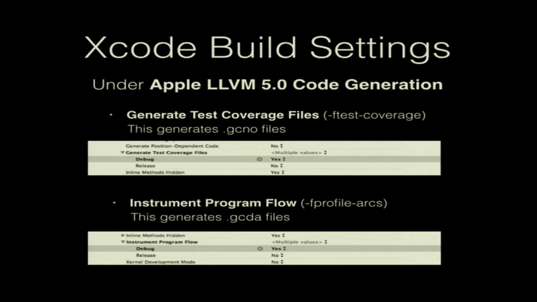Next, you want to turn on instrument program flow. This will tell your application, when it runs, that it should generate the GCDA files. And these also get dumped in the same directory as your object files. And if you do this, it just doesn't work anymore. In previous versions of Xcode, you just turn these flags on, you run your tests, you get your coverage files, and then you can use whatever tool you want to look at this.